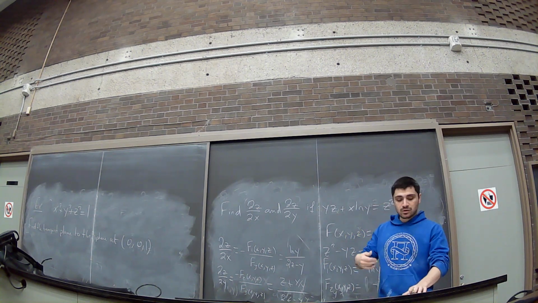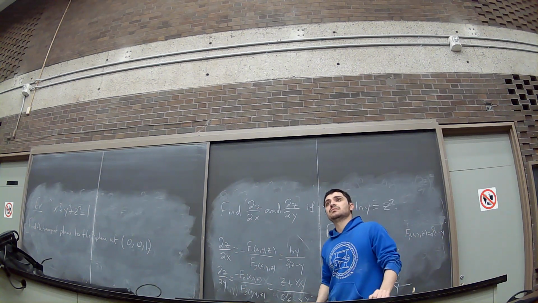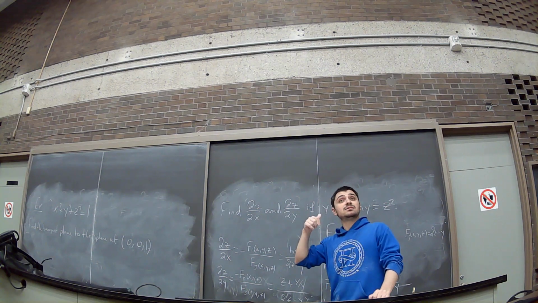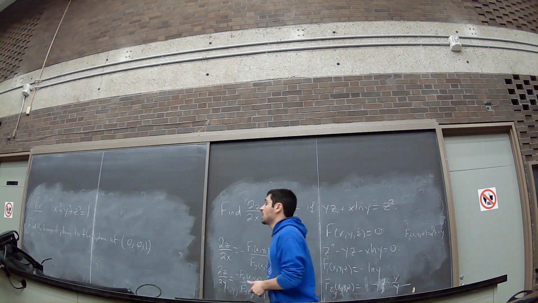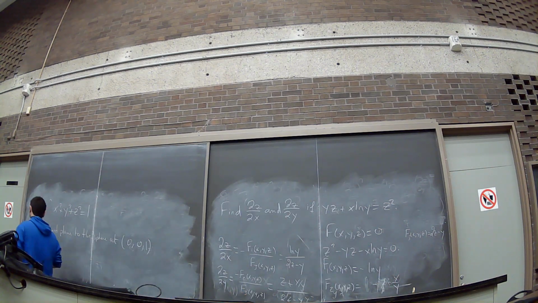Horizontal, right? So what do you expect del z del x to be? Del z del x is 0. What do you expect del z del y to be? Yeah? Let's try this. So how do I find del z del x at that point?